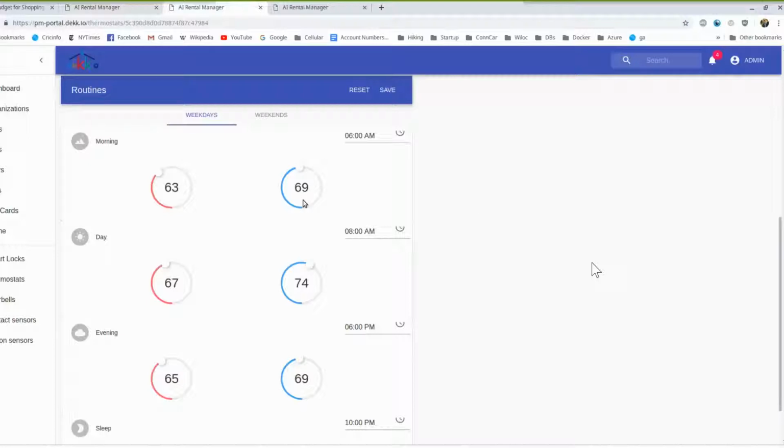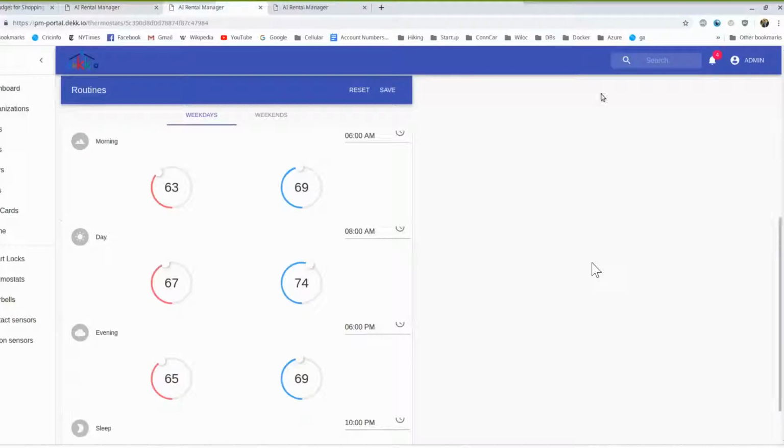And finally, we have an Alexa skill that they can use to voice control their thermostats using their phones or Alexa devices as well. So tenants have a lot of control over what they need to do. Right.